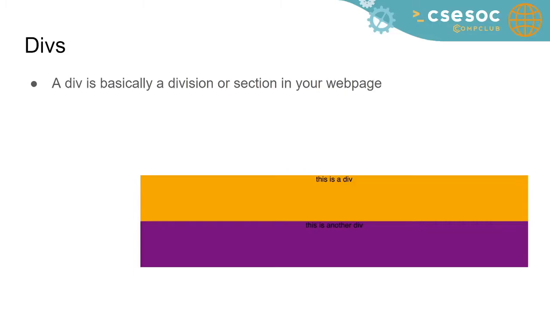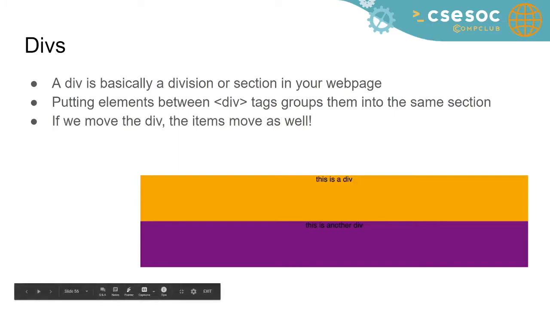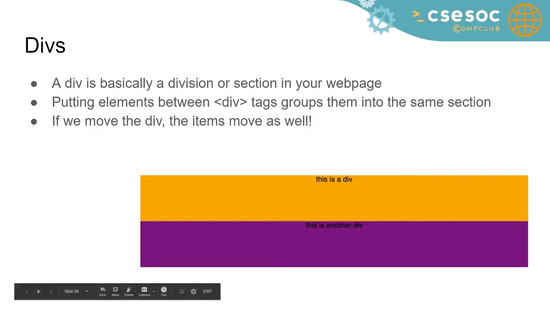Alright, so a div is basically just a division or section in your web page, like what Kenneth mentioned earlier. And putting elements between div tags groups them into the same section. If we move the div, the items move as well. So if we look at our picture, we can see that these are two separate divs, and inside each of them is a bit of text. So that just helps you understand what a div looks like on a page.